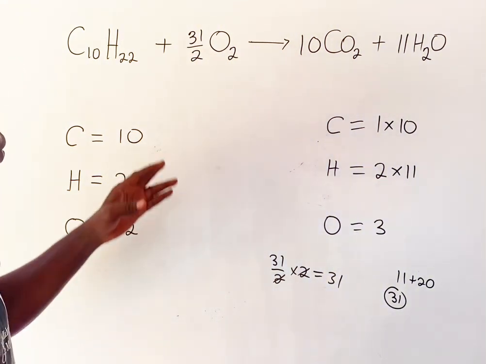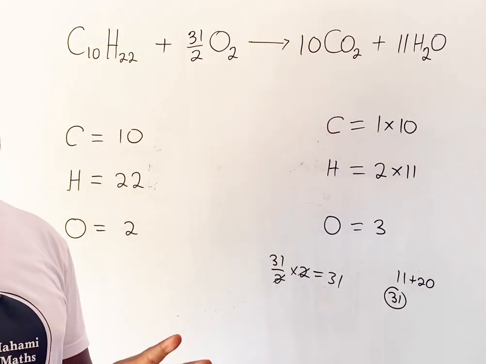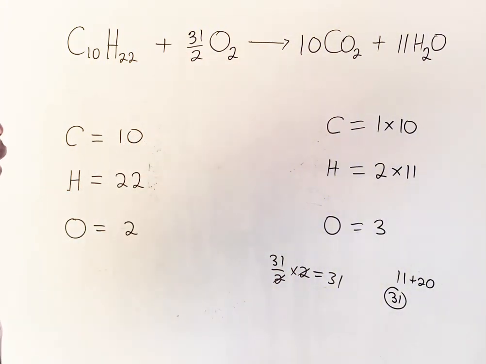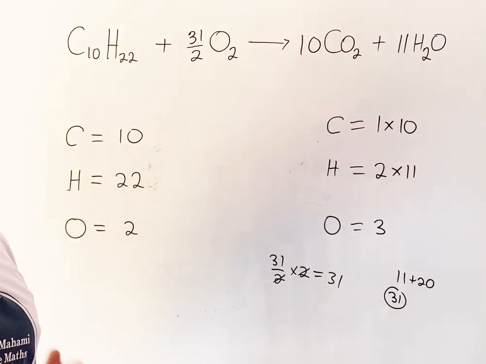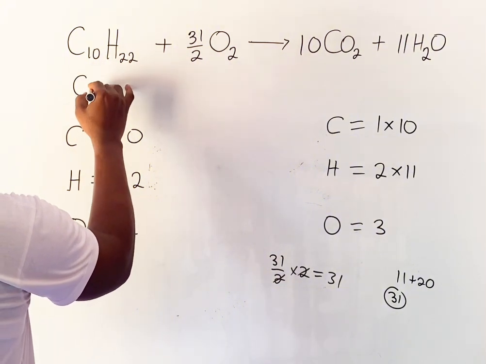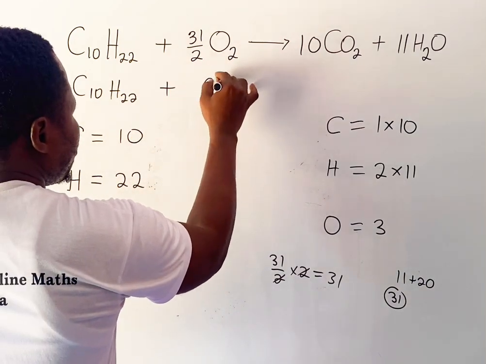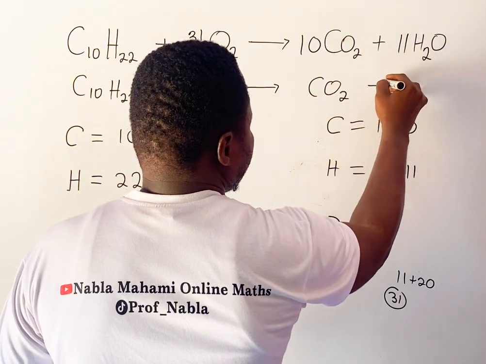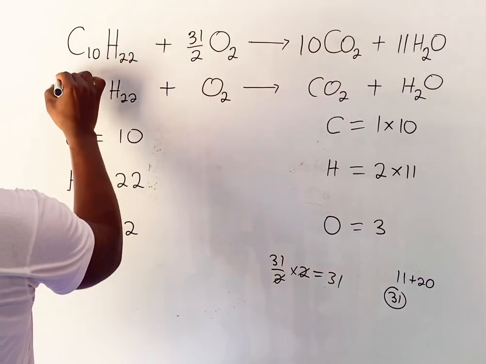But if you want, you can try to make all the coefficients whole numbers instead of making this one a fraction. So if you don't want to leave your answer this way, you can multiply by the denominator. That means that here the denominator is 2. So I will multiply through this reaction by 2. So now, my new equation, if I want to change it into that form, it will be C10H22 plus O2 mapping to CO2 plus H2O.